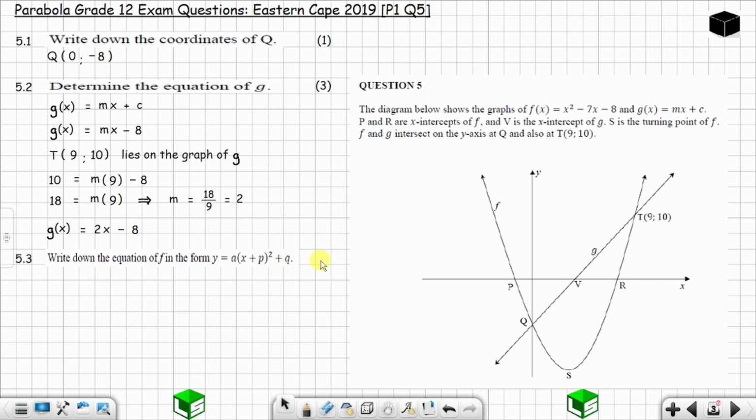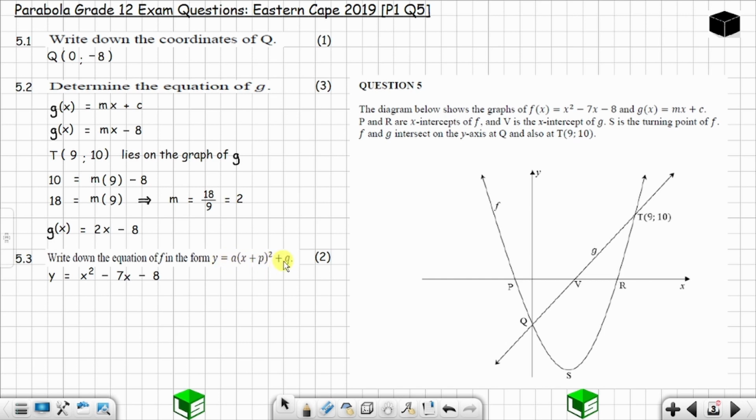This question is 2 marks. Now you are given f of x is equal to this. f of x is y, so let me write it as y. y is equal to x squared minus 7x minus 8. You can see f of x is y. Now we are going to complete the square so that we can get the equation in this form, the vertex form or the turning point form.